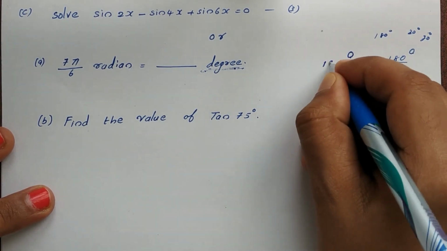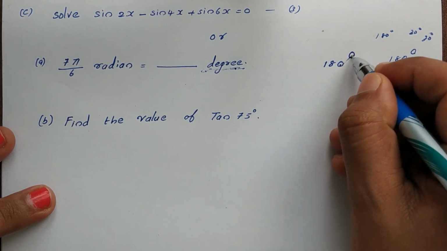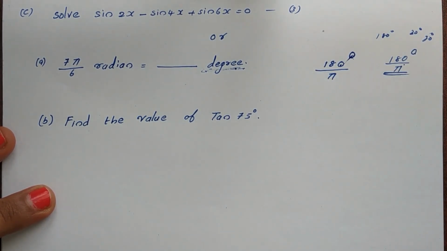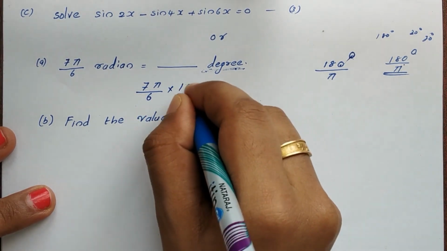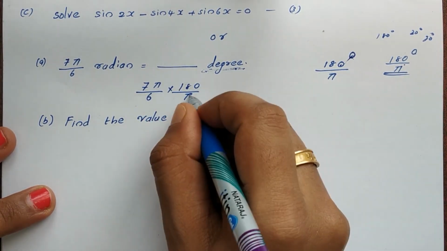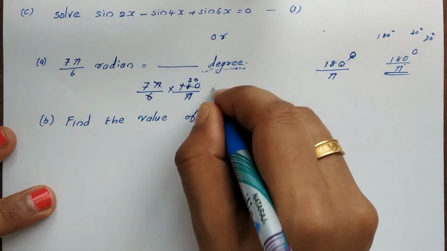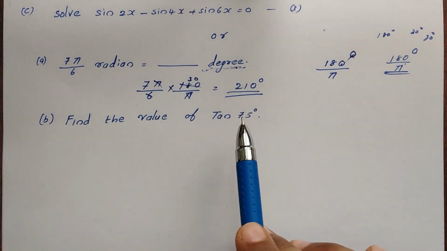So, we multiply by 180 divided by pi. In 7 pi by 6 into 180 by pi, pi and pi cancel. 6 into 30, so we get 210 degrees.